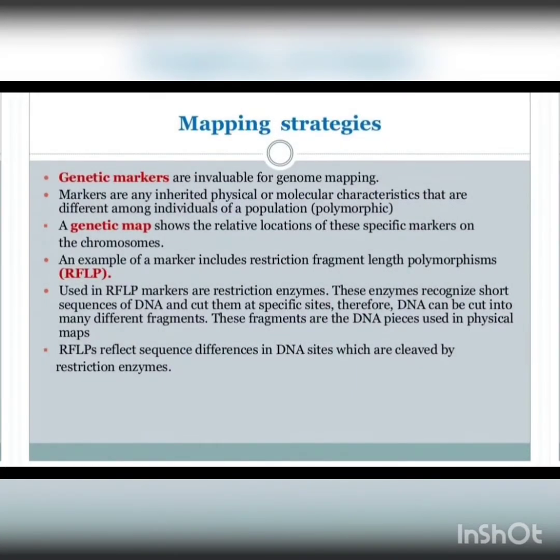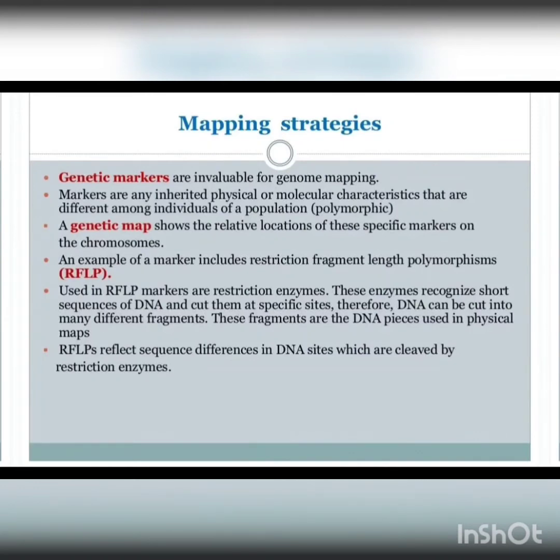Genetic markers are invaluable for genome mapping. Markers are any inherited physical or molecular characteristics that are different among individuals of a population. A genetic map shows the relative locations of these specific markers on the chromosomes. An example of a marker includes restriction fragment length polymorphism.